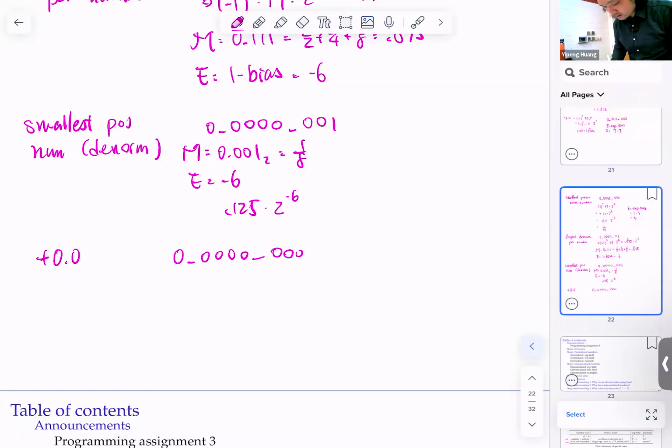And minus 0, with just a 1 in the sign bit. There.